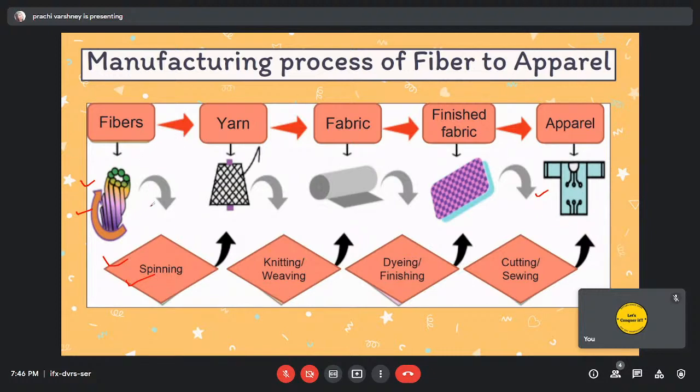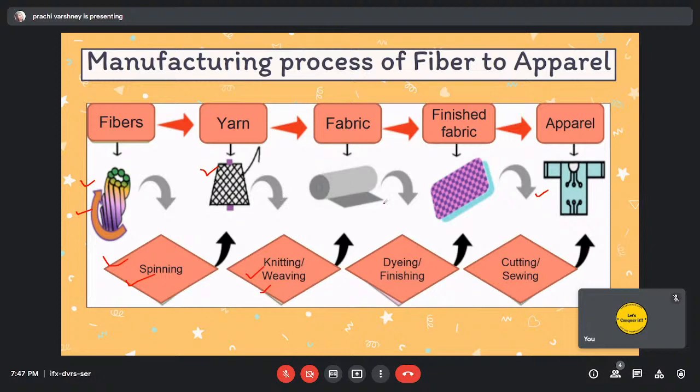First we source the fibers, then we make yarn by the spinning process, and then we make fabric from the yarn by using knitting, weaving, and another method, the non-woven technique. So there are mainly three kinds of techniques: knitting, weaving, or non-woven. By all these techniques we can make fabric from the yarn.